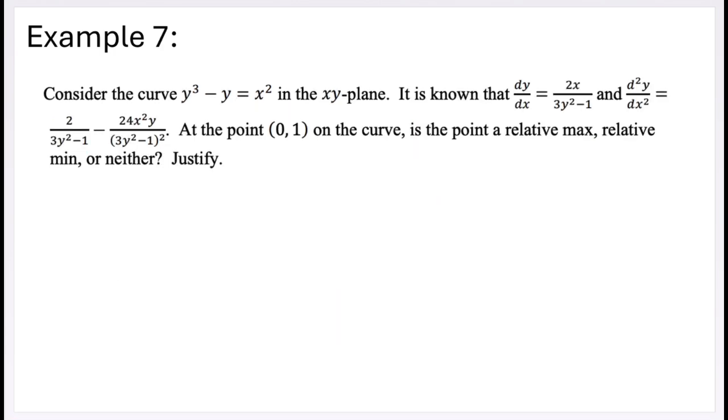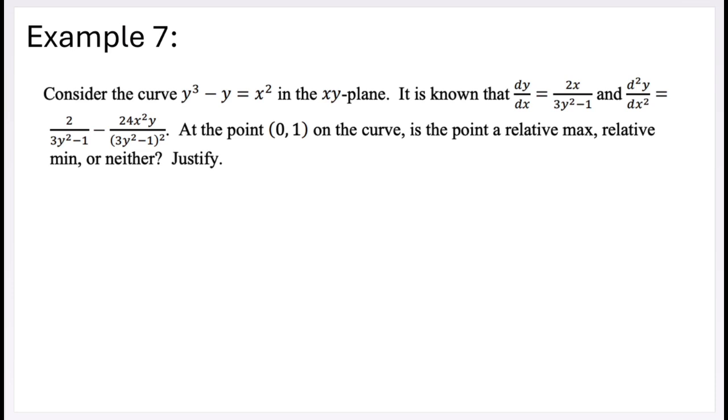All right, and now I have my last example, which is example 7. It says, consider the curve y to the third minus y equals x squared on the xy plane. It is known that dy over dx equals 2x over 3y squared minus 1, and d2y over dx2 equals 2 over 3y squared minus 1 minus 24x squared y over 3y squared minus 1 all squared. At the point 0, 1 on the curve, is the point a relative max, relative min, or neither?